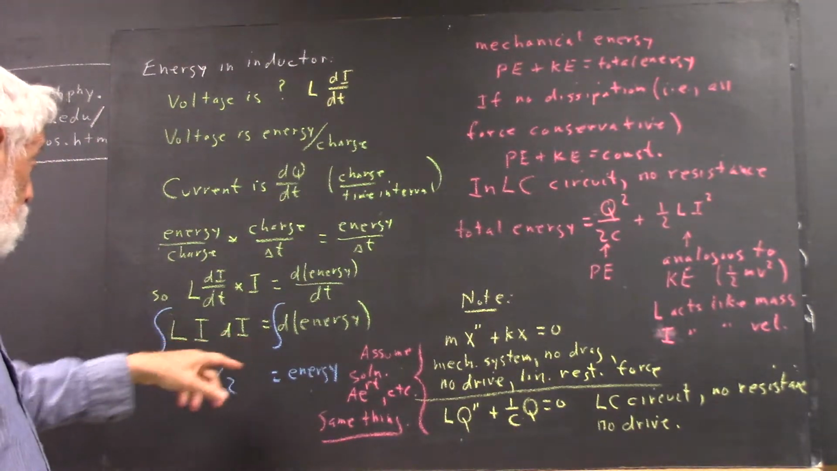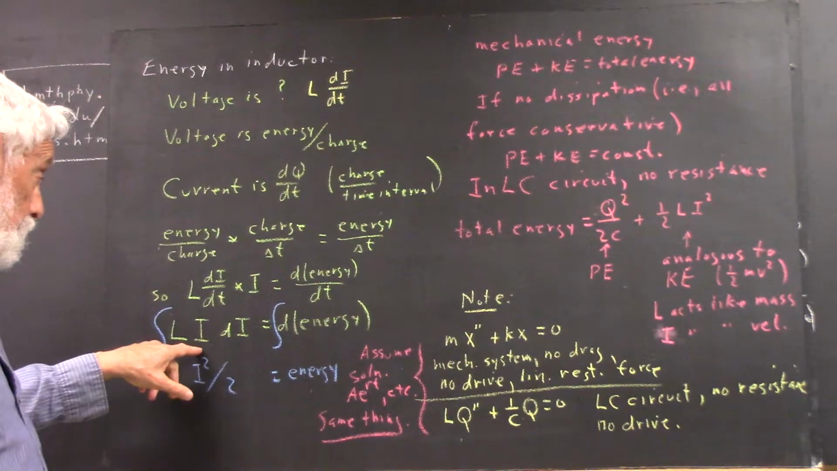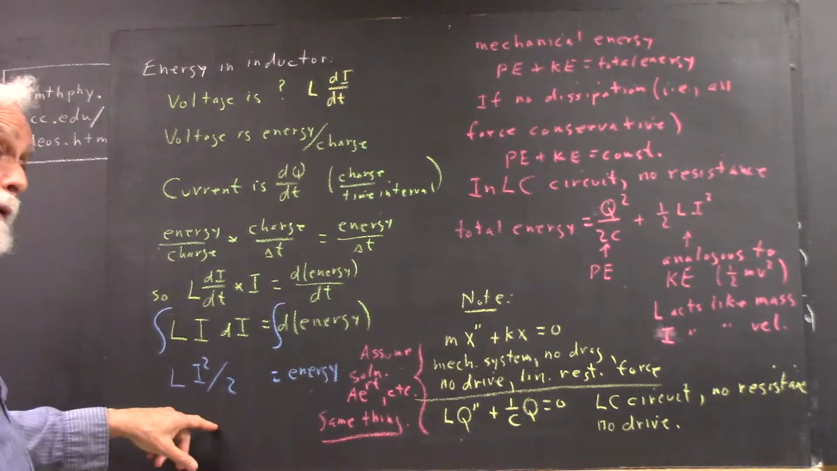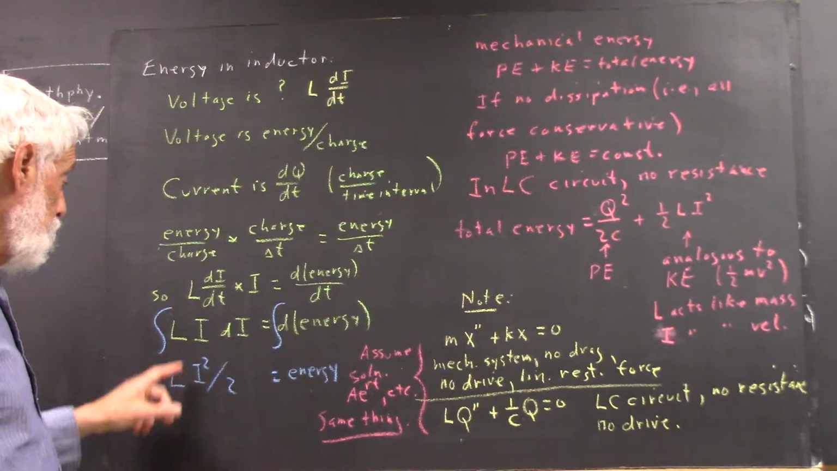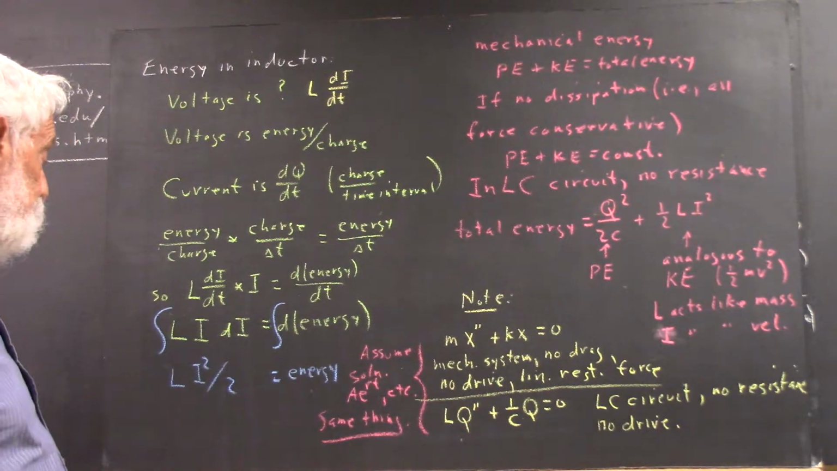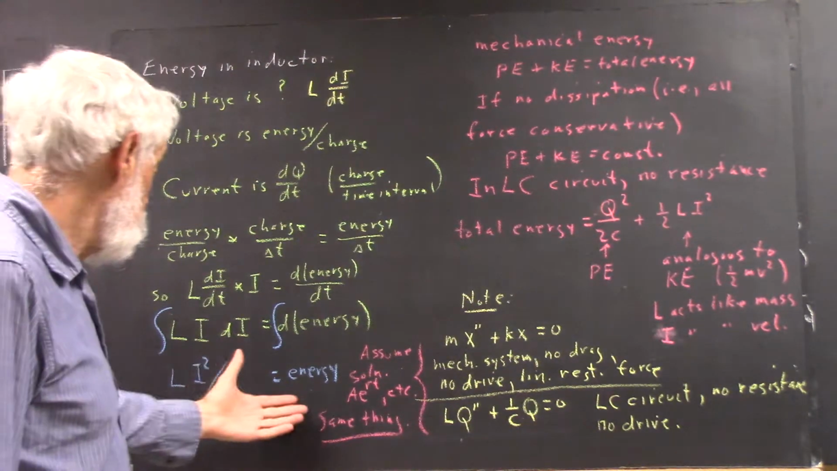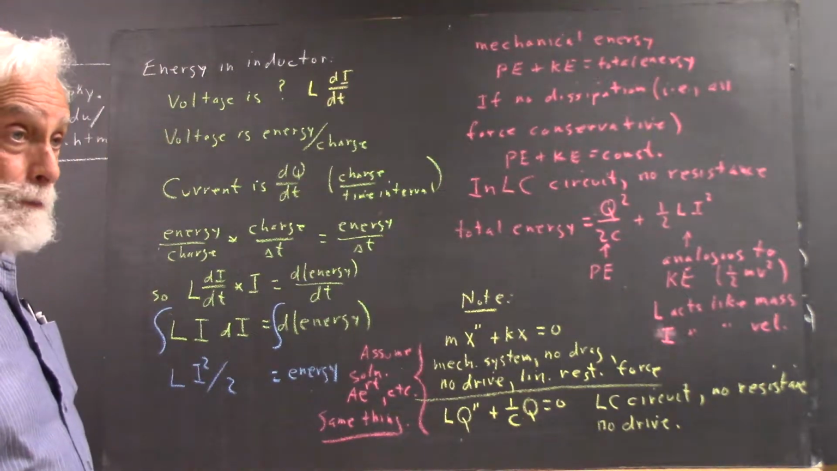Now that's just a straightforward integral. You know, I comes out of the integral. Integral of I di is I squared over 2. So the energy is L times I squared over 2. Okay, well that's the energy stored in an inductor.